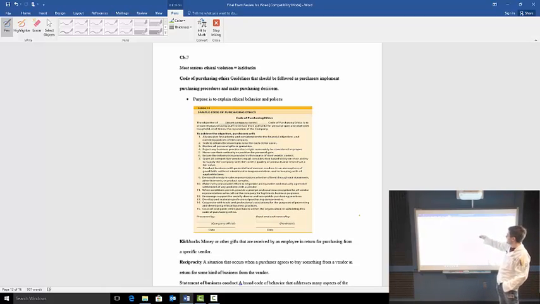Typically, here's a sample code from your textbook. Typically, people who have purchasing authority will be required to read through and sign off on one of these when they are first hired. And again, the purpose of this is to create a paper trail. So if they violate this, they can't do the ignorance claim. I didn't know I wasn't supposed to do this. Well, yes, you did. Your signature's right there. So you want to make sure you're always in compliance with these purchasing ethics.